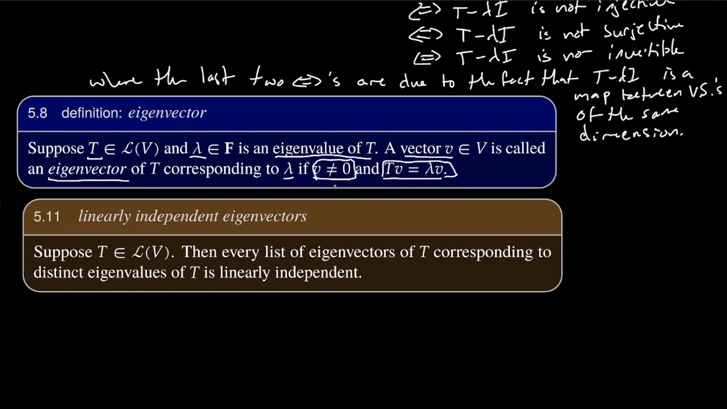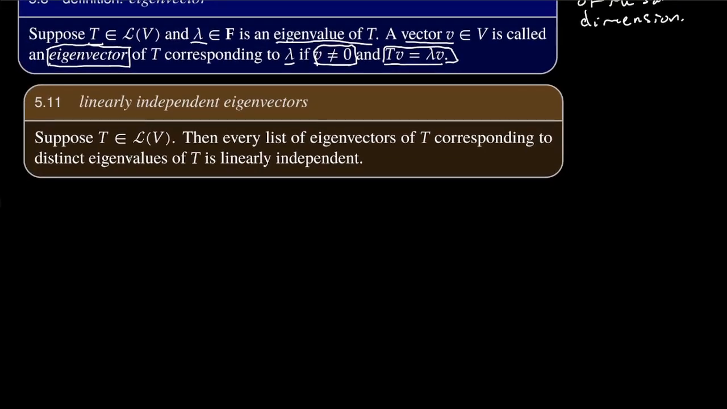Whatever vectors v satisfy that, we'll call eigenvectors. Okay, cool. Nice. So, what can we say about eigenvectors? Let's find out. Here's one that's not too bad. The idea is that, since you're just sending v's to scalar multiples of themselves, we should preserve independence.